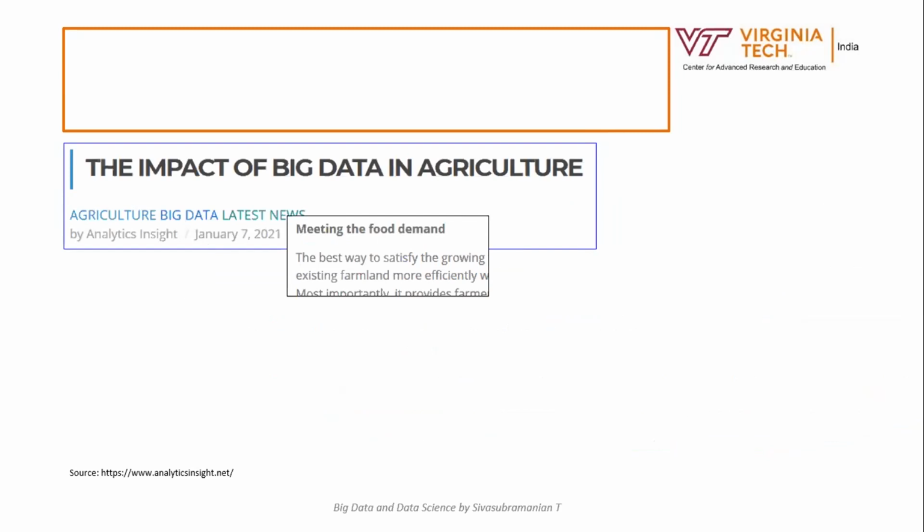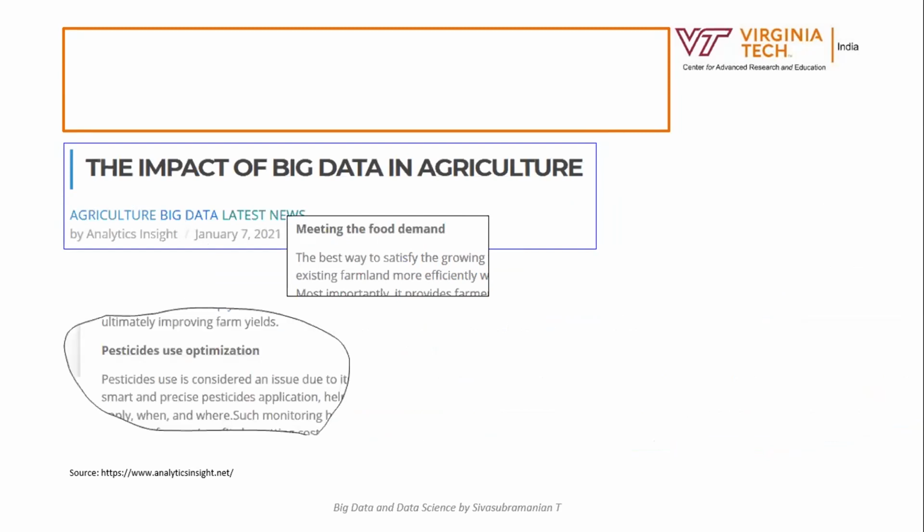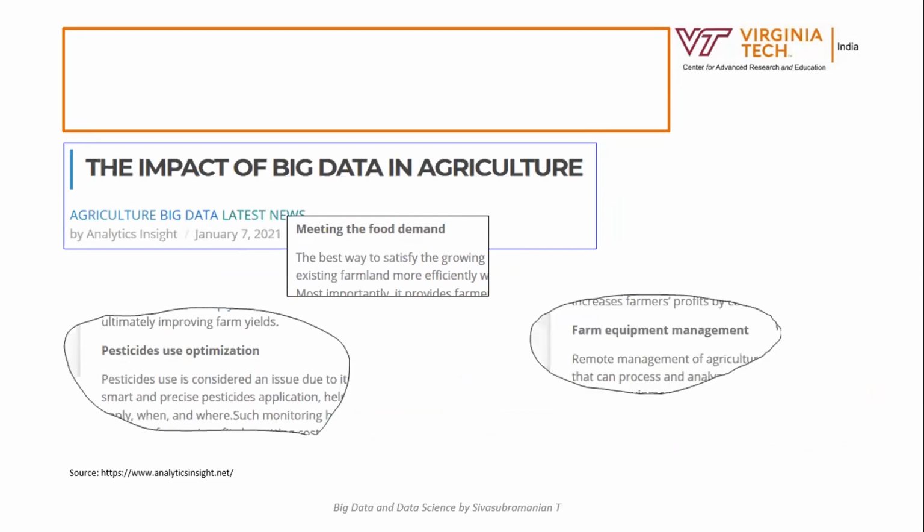It is going to help you meet the food demand in any country, and it's going to help in optimizing the usage of pesticides. It's also handy to manage the farm equipment, where to deploy it and at what time of the day. And yield prediction: because of the weather conditions and other conditions, how much yield can I expect? None of these things are hypothetical, they are all real life, and it's not just at the research level. I have seen people who have got experience in all these things.